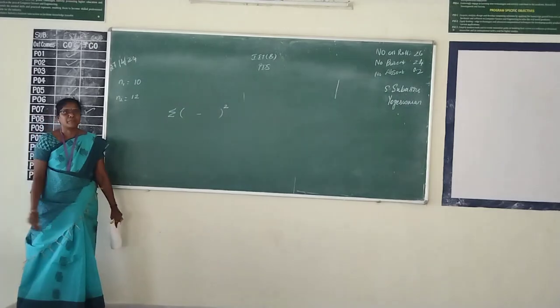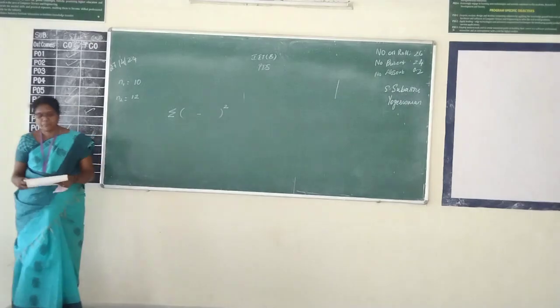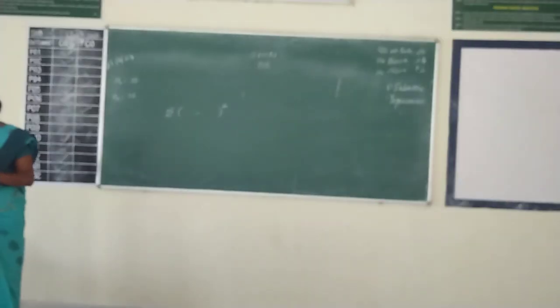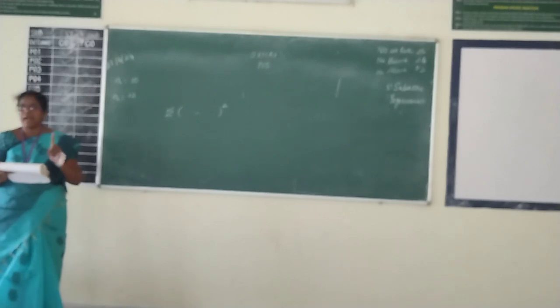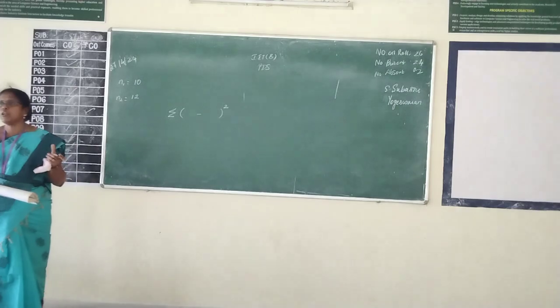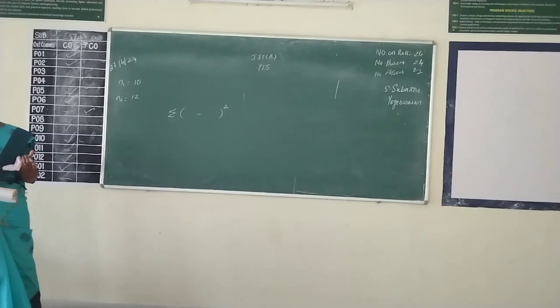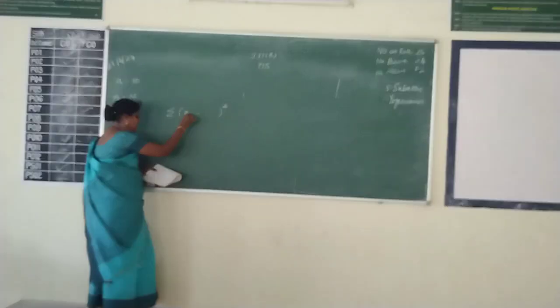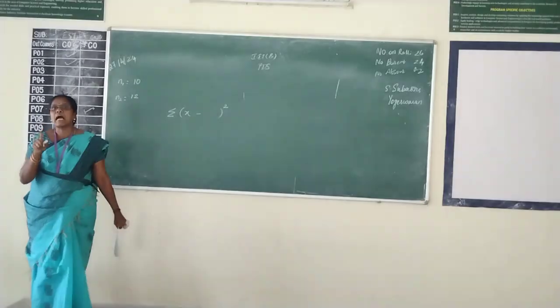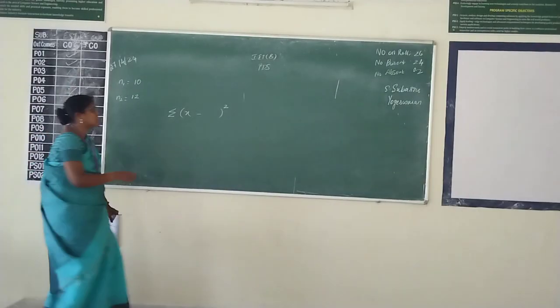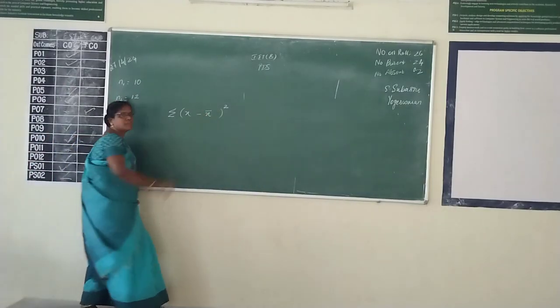Now we have to identify the difference of which two values. What is given? Deviation of the sample values from the sample mean. Note how we denote the values: sample values. So it is the difference between the sample values and the sample mean. What is the notation for sample mean? X bar.